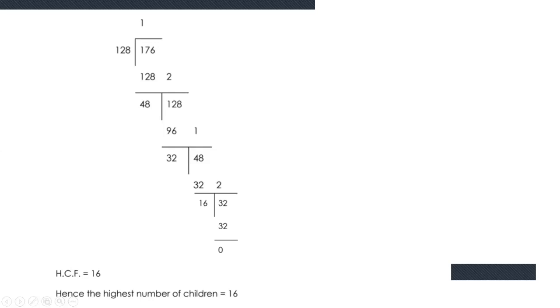HCF is equal to 16. The highest number of children is equal to 16. So the answer is 16. Waqas can equally distribute the fruits among 16 children, each getting an equal number of fruits.